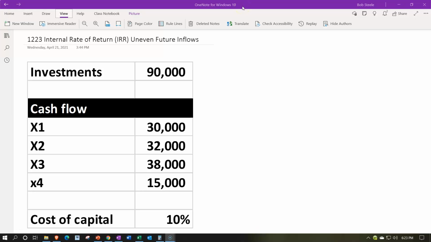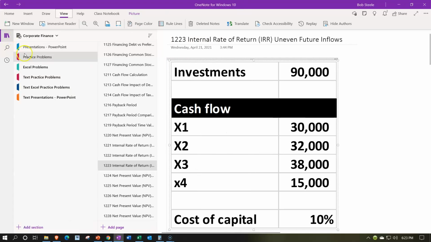Here we are in OneNote. If you have access to OneNote and would like to follow along, you're not required to, but if you would like to, we're in the icon on the left-hand side, in the practice problems, then down in the internal rate of return or IRR uneven future cash flows tab.